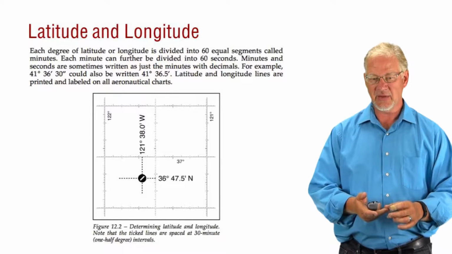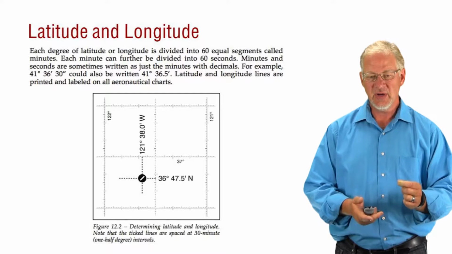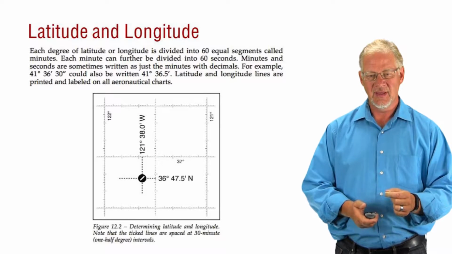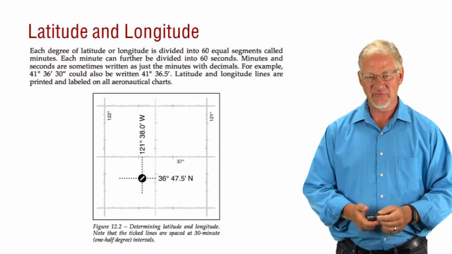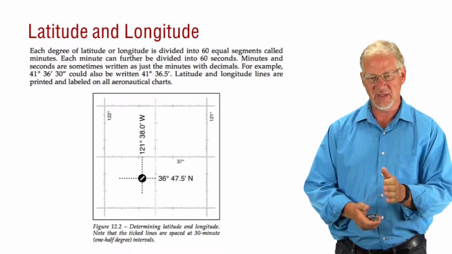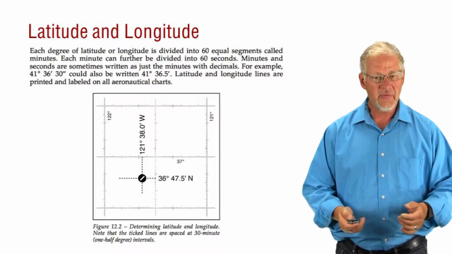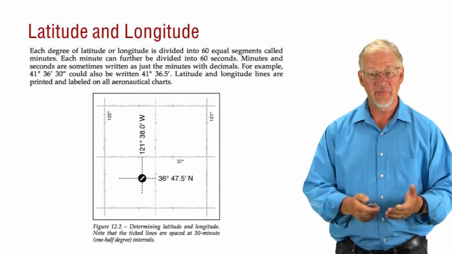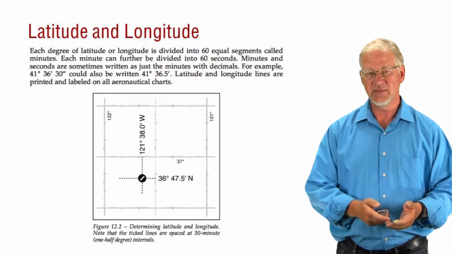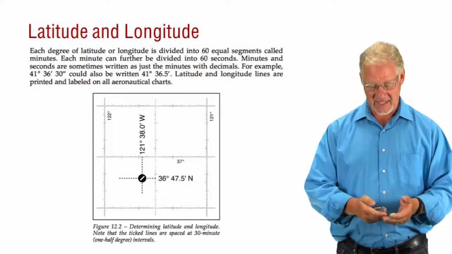Now, determining latitude and longitude, you're going to want to notice the tick lines that separate those degrees. From 121 to 122, you're going to see a lot of tick marks in there. What are those tick marks? Well, those are the minutes, and you can break them down even more into seconds.